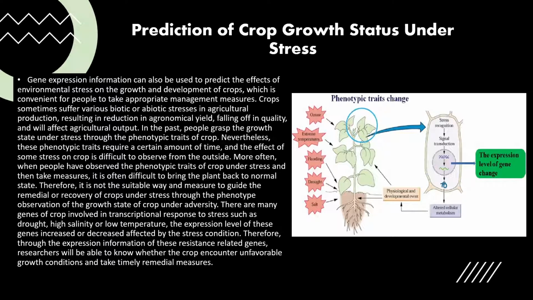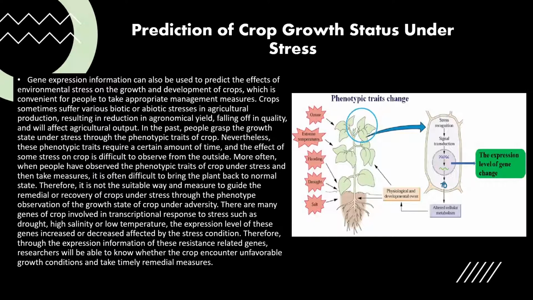Prediction of crop growth status under stress. Gene expression information can also be used to predict the effects of environmental stress on the growth and development of crops, which is convenient for people to take appropriate management measures. Crops sometimes suffer various biotic or abiotic stresses in agricultural production, resulting in reduction in agronomical yield and falling off in quality, and will affect the agricultural output.